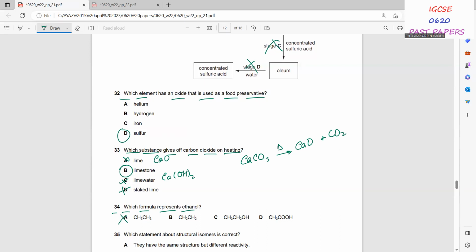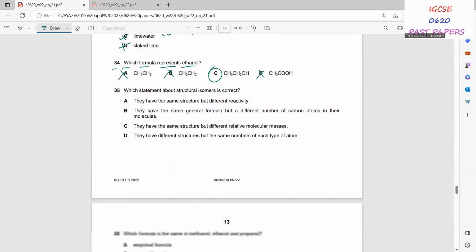34. Which formula represents ethanol? CH3CH3, this is wrong. This is ethane. CH2CH2, this is ethene. This is again wrong. CH3CH2OH. Yes, this is right. This is the formula for ethanol. D, CH3COOH. This is again wrong. This is the formula for ethanoic acid.